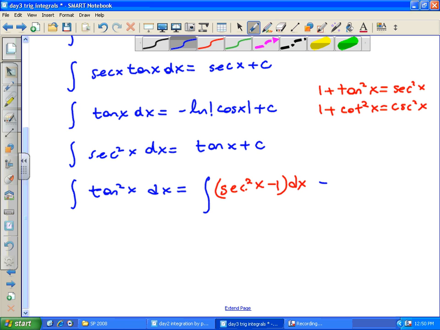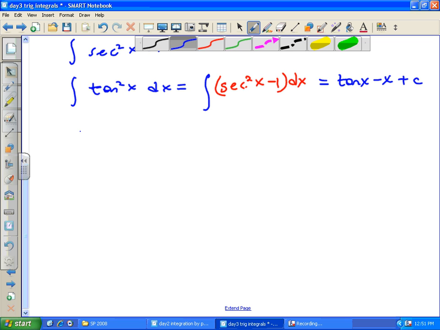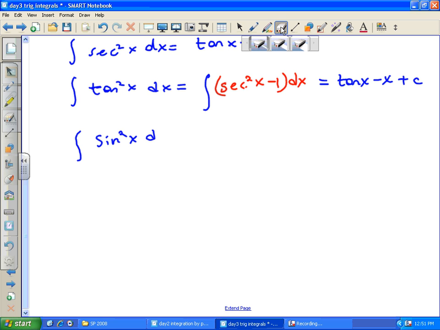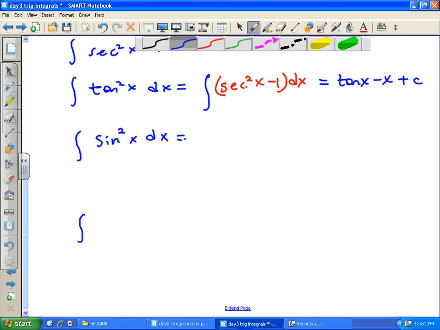Well, did that help us any? Can we integrate this now? Easily, right? The integral of secant square is tangent x. And the integral of negative 1 is just minus x plus c. So we know how to integrate secant square. We can also integrate tangent square. How about squares of the sine and cosine functions? We also reviewed this on the first day. So let's do both of those real quick. Sine square x dx. And we will also talk about the integral of cosine square x dx.